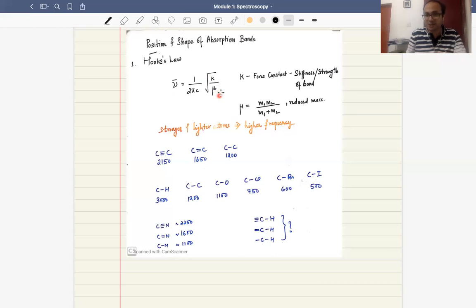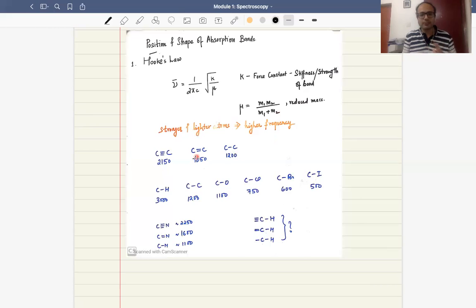If mu is low, it will lead to a higher frequency, and since the frequency is directly related to the force constant, if k is high, it would lead to a higher frequency. So we can say in short that a stronger bond and lighter atoms lead to a higher frequency in the absorption band appearing in the IR spectrum.